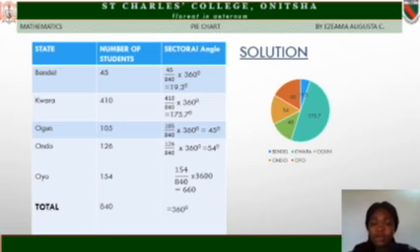Let's find the solution. Remember, the first thing you do is to prepare your table. The table, the states, Bendel, Kwara, Ogun, Ondo, Oyo. Then the number of students for each. Bendel has 45, Kwara has 410, Ogun has 105, Ondo has 126, Oyo has 154. Now sum all the number of students and we are having 840.